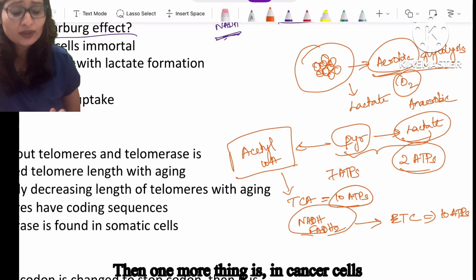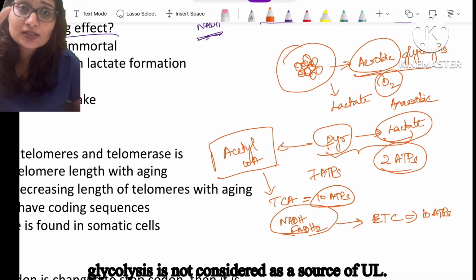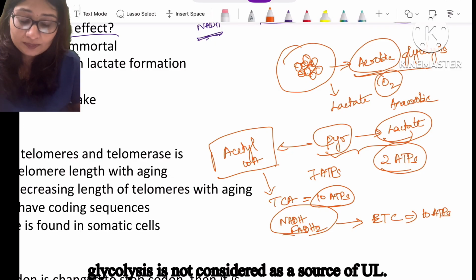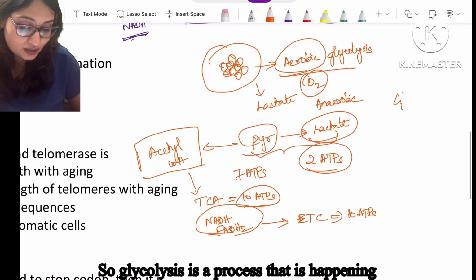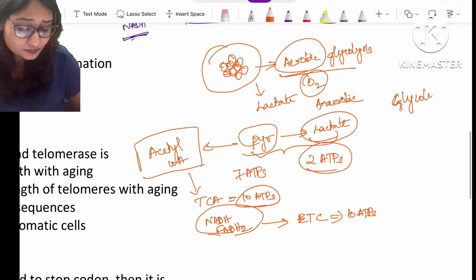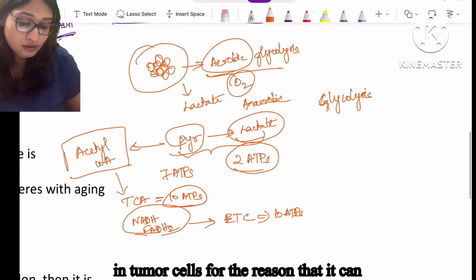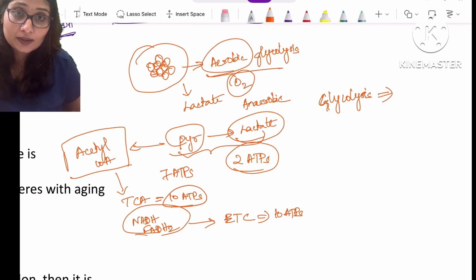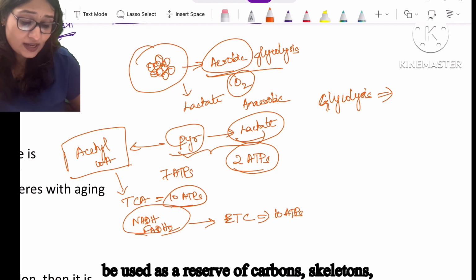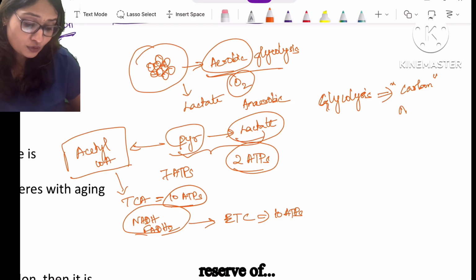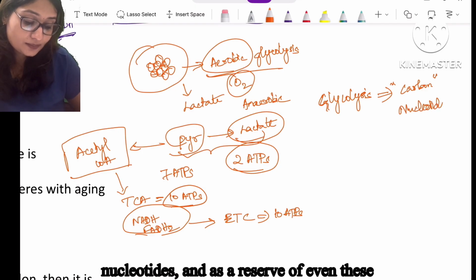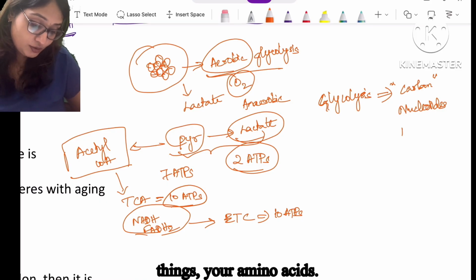And one more thing is, in cancer cells, glycolysis is not considered as a source of fuel. Glycolysis is a process happening in tumor cells because it can be used as a reserve of carbon skeletons, a reserve of nucleotides, and even a reserve of amino acids.